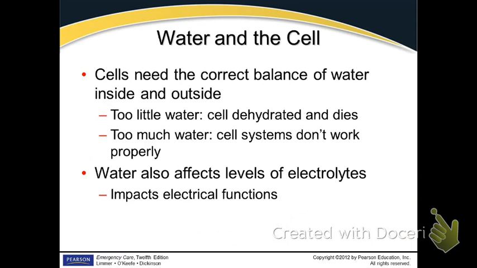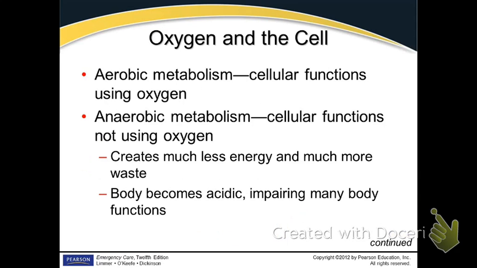If not, they get dehydrated and the cells start to shrink. Or we get some sort of backup system in the cell and then they get too big and start to self-destruct because they don't work properly. So water and electrolytes are important for keeping homeostasis. What does homeostasis mean? Balance. The body has to stay balanced. So water is very important for the cell to stay balanced.